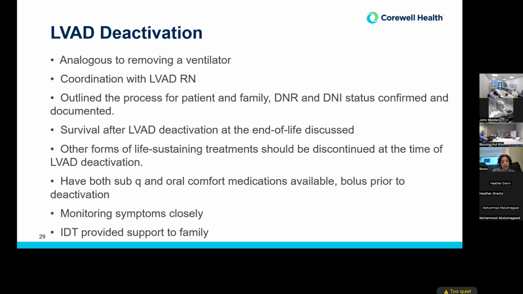We should make sure that the other life-sustaining treatments, if there are any, are discontinued. So if there's an ICD, anything else, if there's tube feeds, anything like that, making sure those are all discontinued. You can have both oral and sub-Q available. We tend to do this with sub-Q medications if we can, but it's not always the case. Sometimes patients don't want it. They just don't want to have a sub-Q line. So we do it with oral. So that's absolutely possible to do.